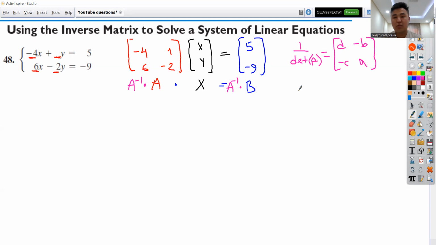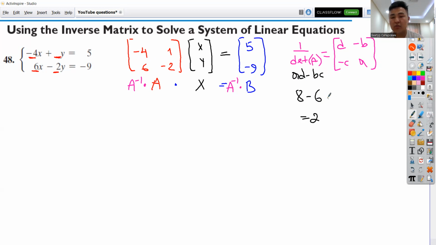What is my determinant? My determinant is AD minus BC. What is my AD? -4 multiplied by -2 will give me 8, minus BC, 1 multiplied by 6 is 6. So as a result, it is 2.